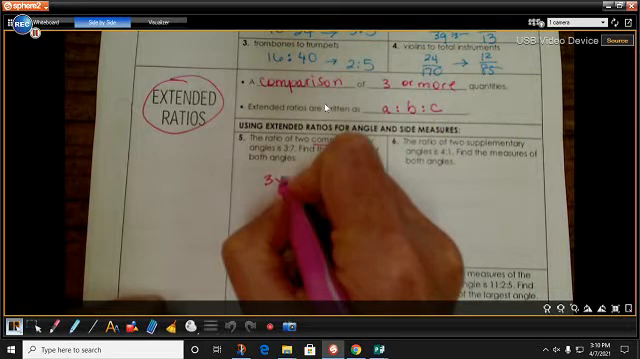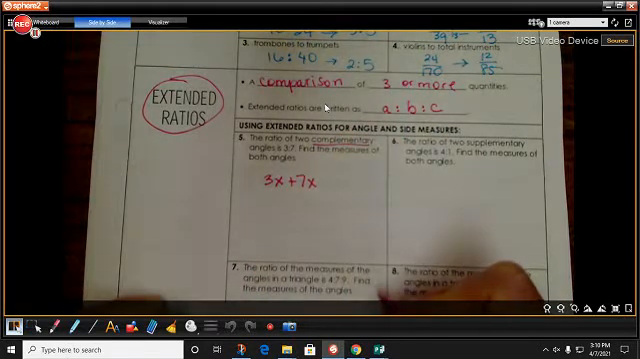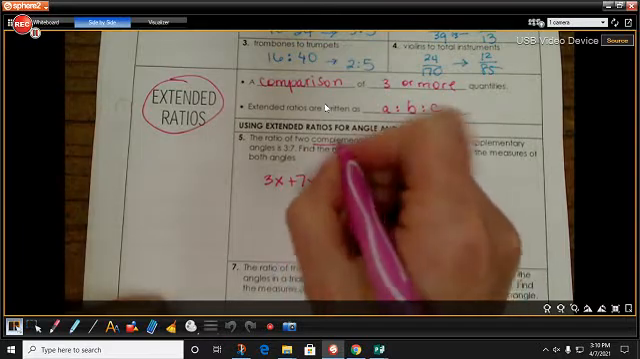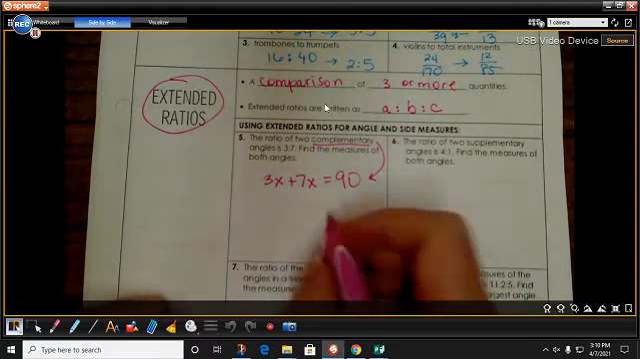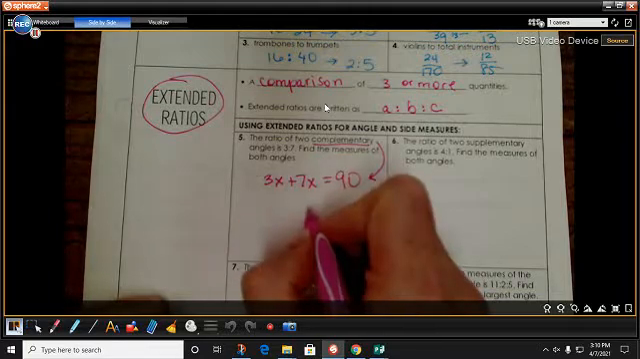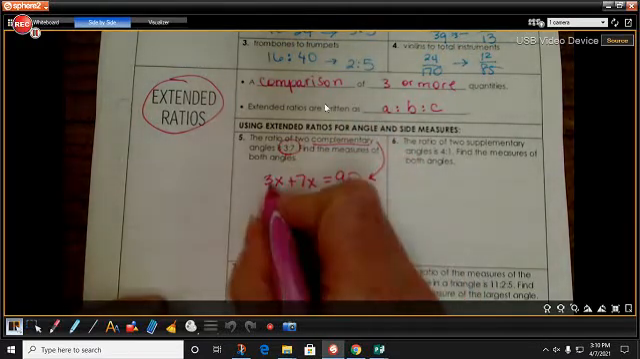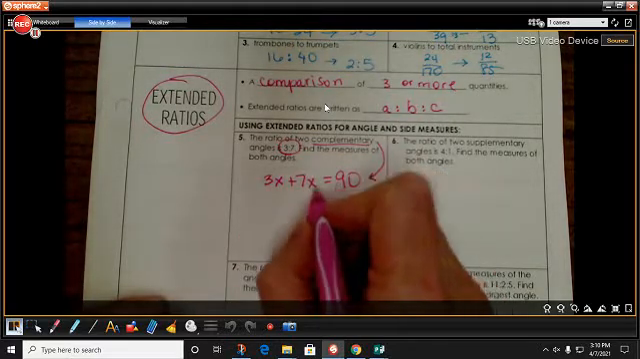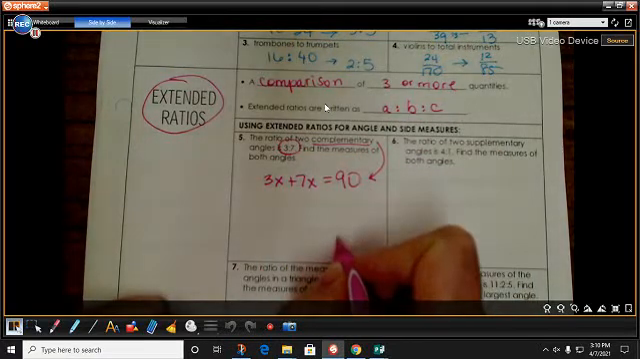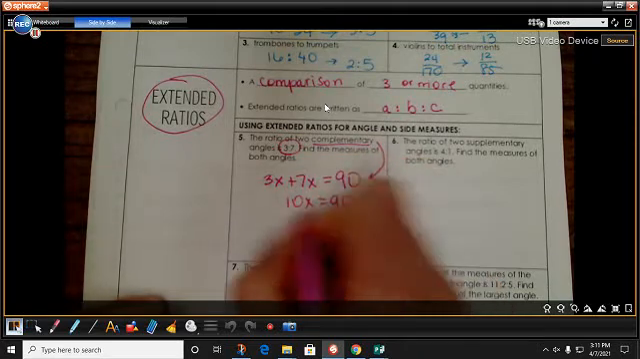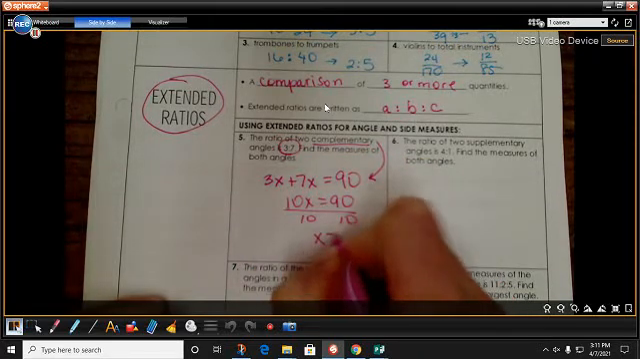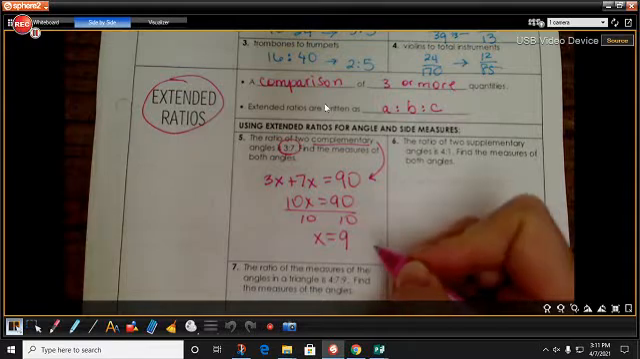So what I'm going to do is I'm going to go 3 times whatever the first angle is, plus 7 times a certain number is going to give me, complementary means 90 degrees. Okay? And so some number 3 times plus some number 7 times, that puts that mystery number in our 3 to 7 ratio. And I know that these two numbers together add up to 90 degrees. So I'm going to simplify this now and get 10x is 90. And when I divide, I have a mystery number of 9.